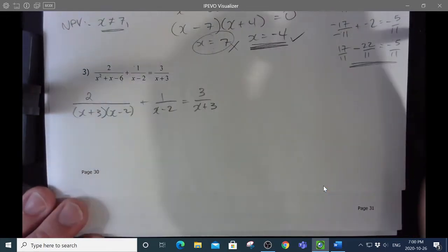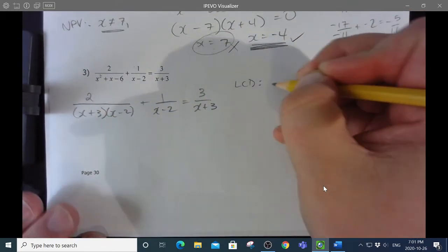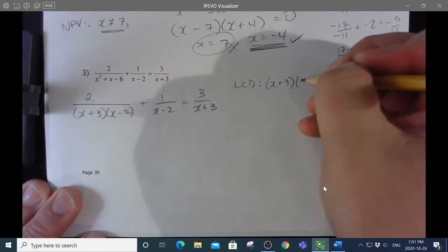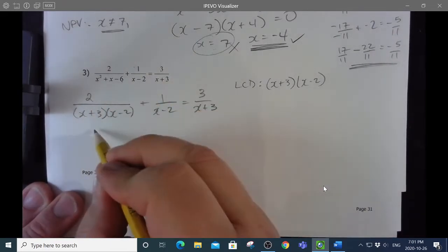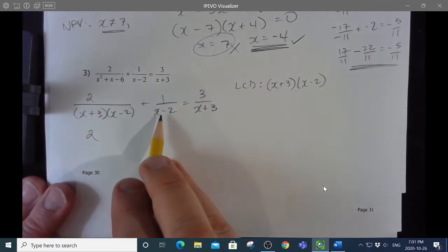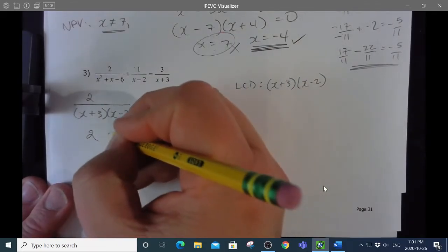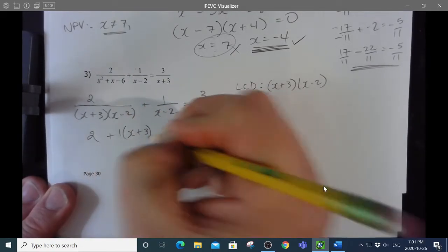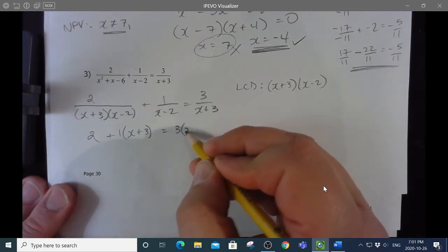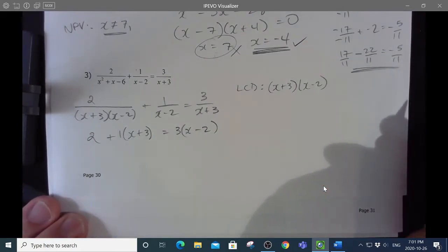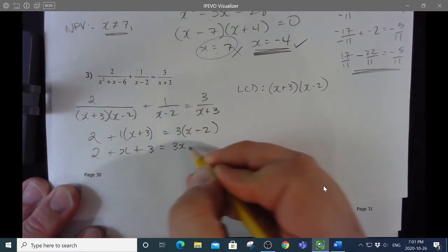Okay, so now I'm going to multiply all 3 of these terms by the LCD. And the LCD in this case is x plus 3 times x minus 2. So when I multiply this term by both of those, they both get canceled and I get a 2. The x minus 2 is going to cancel, and I'm going to get 1 times x plus 3. And here the x plus 3 is going to cancel, and I'm going to get 3 times x minus 2. All right, so this thing's linear, so that's 2 plus x plus 3 is equal to 3x minus 6.